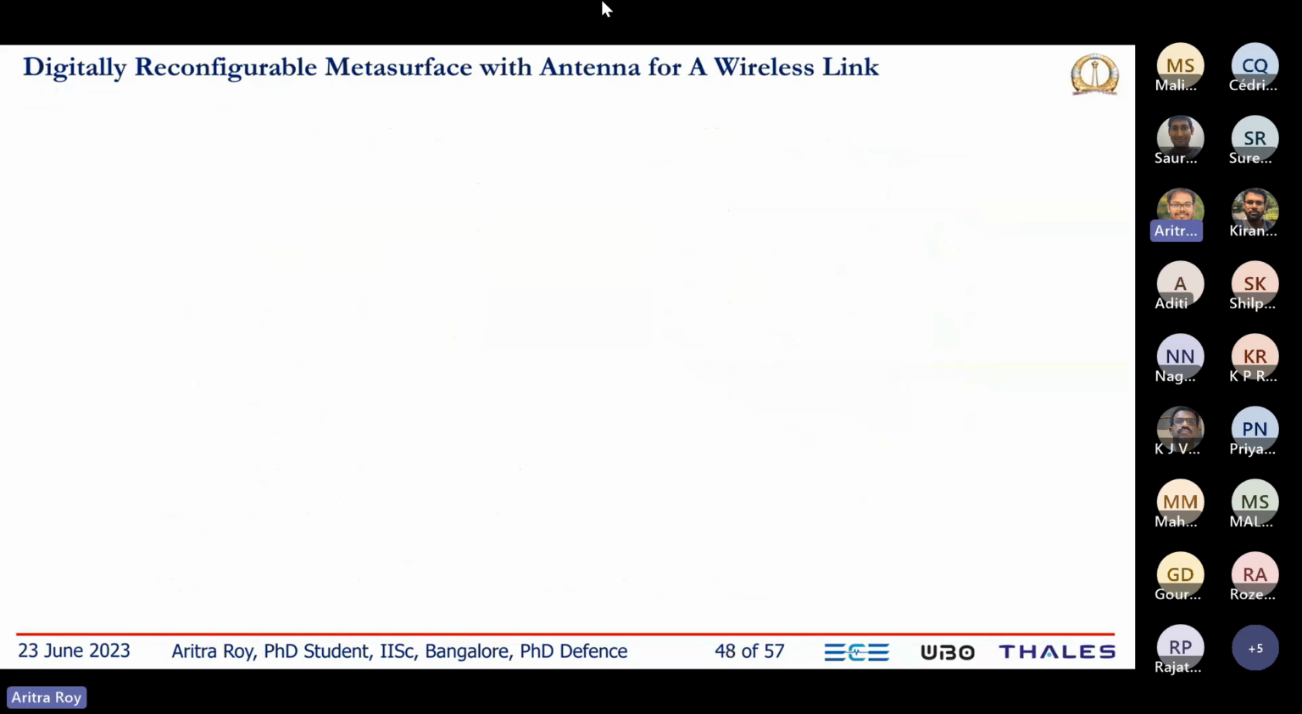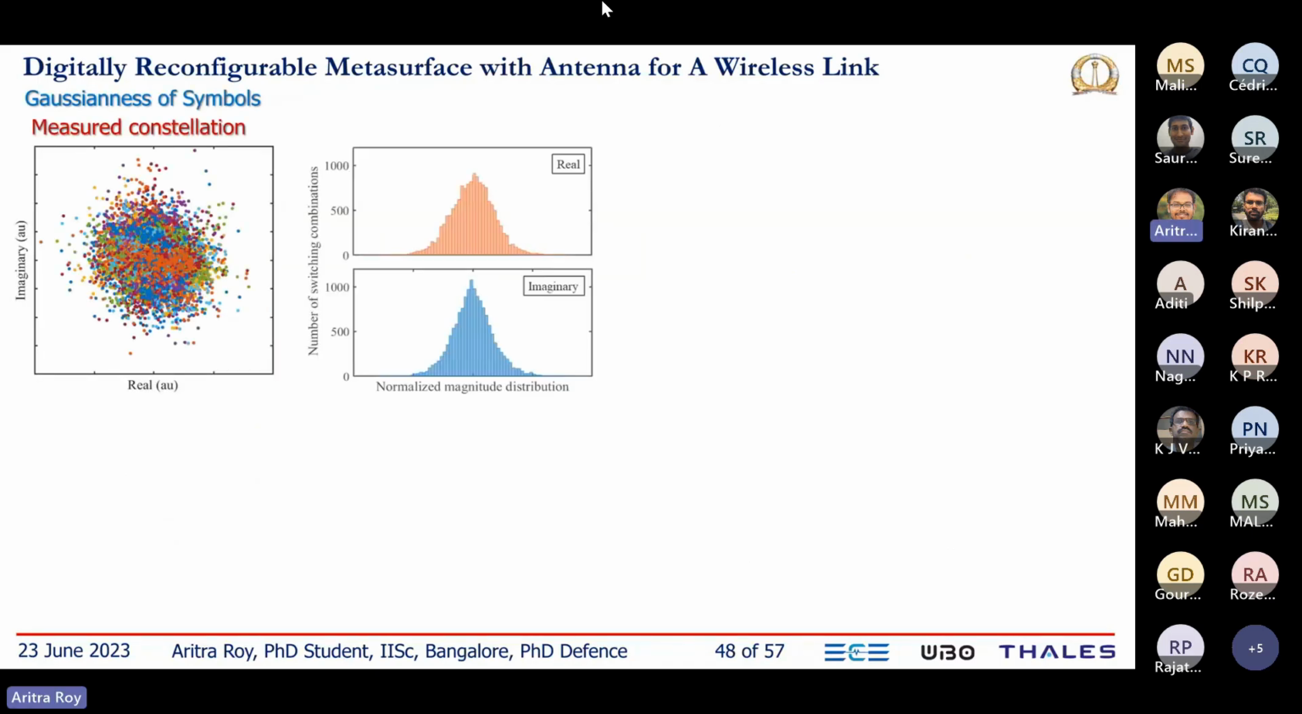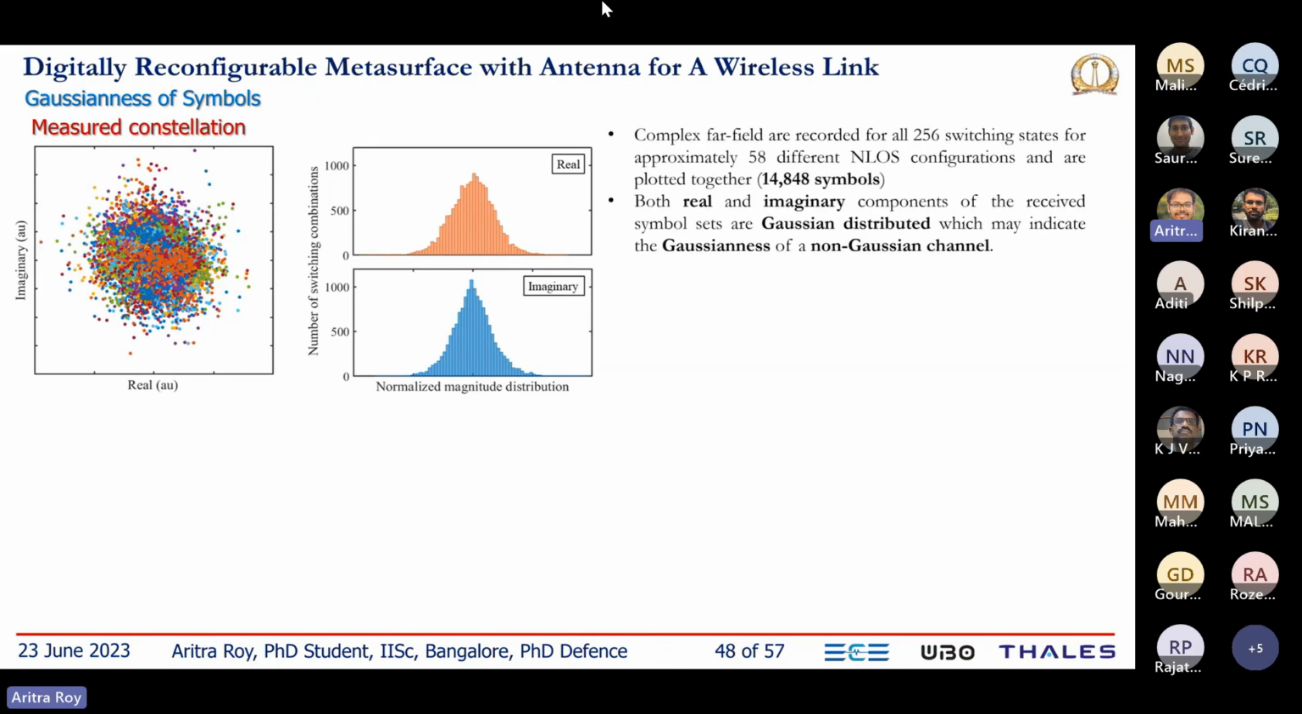After that, we have collected a lot of symbols. We have collected 14,000 symbols by recording the data, 256 symbols for each, and we did the experiment for 58 non-line of sight scenarios. The target was to make a big constellation and then to see what the statistics of the symbols are. Here we have observed something really interesting, but we do not have many conclusions based on this.